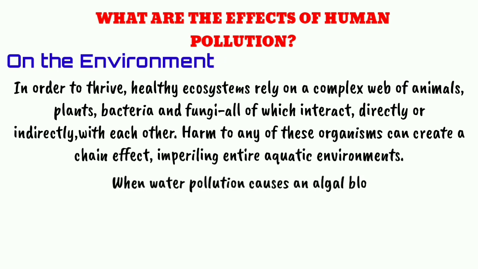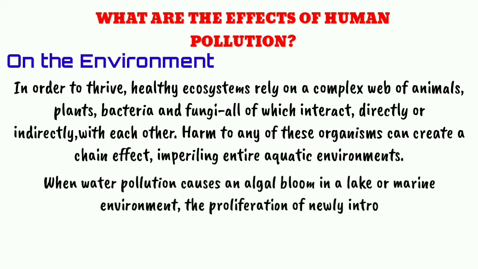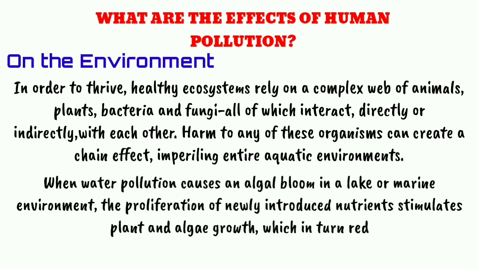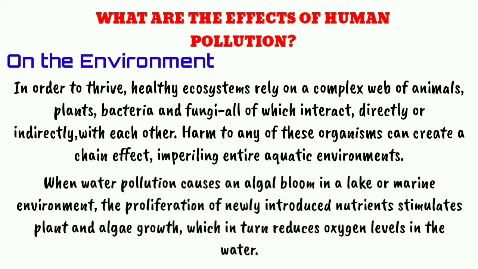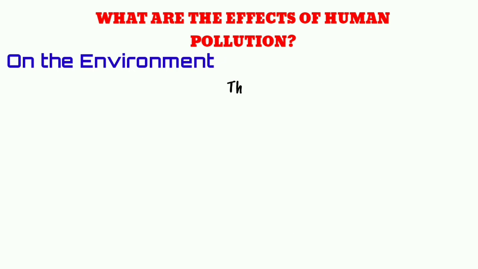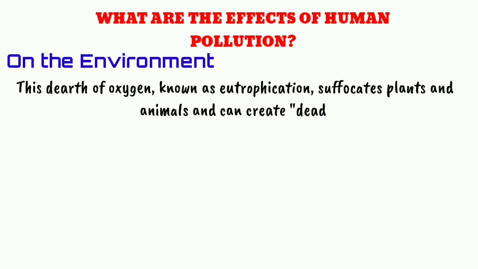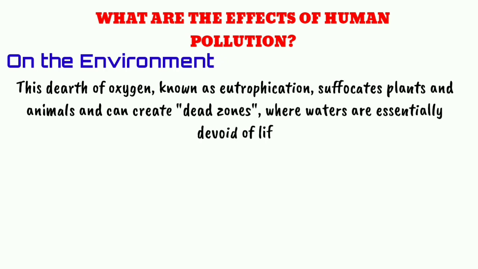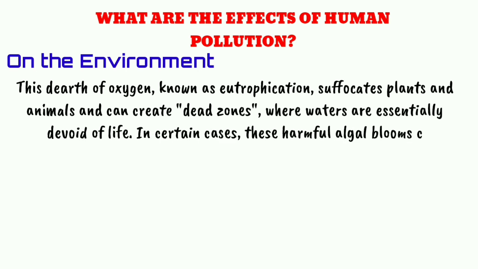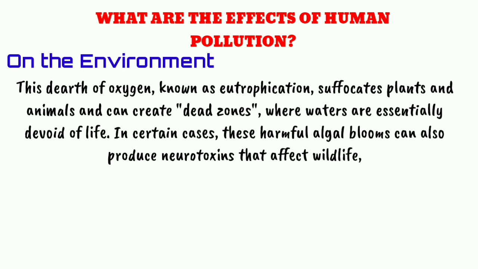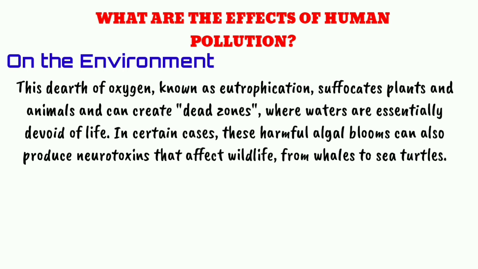When water pollution causes an algal bloom in a lake or marine environment, the proliferation of newly introduced nutrients stimulates plant and algae growth, which in turn reduces oxygen levels in the water. This dearth of oxygen, known as eutrophication, suffocates plants and animals and can create dead zones, where waters are essentially devoid of life. In certain cases, these harmful algal blooms can also produce neurotoxins that affect wildlife, from whales to sea turtles.